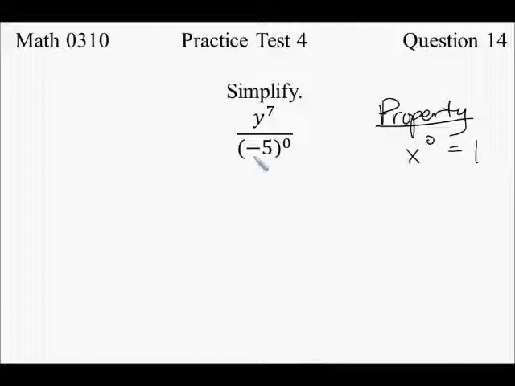So right away we can see here, even though it's negative 5 instead of some variable x, anything to the 0 power is 1. So what this really tells us is this is y to the 7th over, since this is negative 5 to the 0 power, that's really like y to the 7th over 1. And now we know that, of course, anything divided by 1 or anything written over 1 is the same as itself. So y to the 7th over 1 is just the same as y to the 7th. And that is our answer. And that is answer choice A.